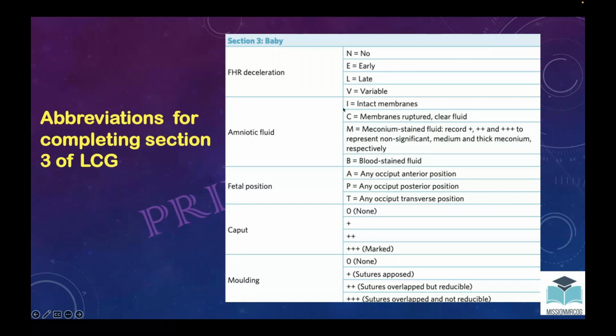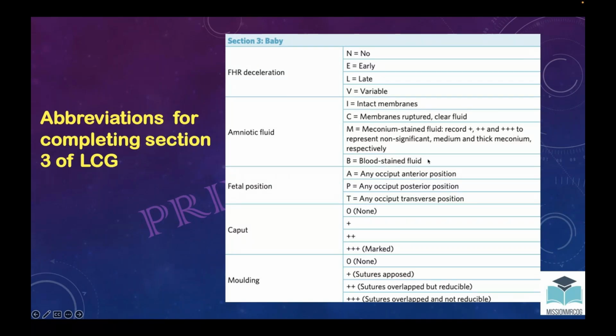Intact membrane, I, we know it. Membrane ruptured but fluid is clear, C, we know it. Meconium is M, then they will record +1, +2, and +3. Non-significant, medium, and thick meconium. So 3 is the thick meconium. B is blood stained fluid.